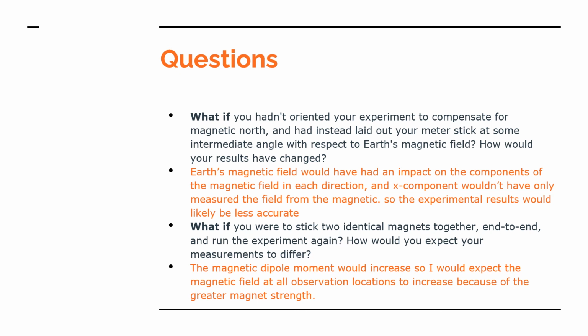And also, if we were to stick 2 magnets together, we would probably expect our results to show that the magnetic dipole moment and the magnetic field would increase because the two magnets would have greater strength and a greater magnetic dipole moment. So this would make the magnetic field at observation locations on and off axis larger.